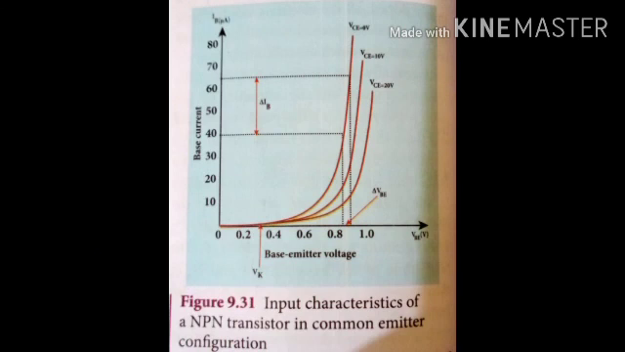From this we can understand that the curve looks like the forward characteristics of an ordinary PN junction diode. The knee voltage for silicon is 0.7 V, for germanium 0.3 V. Beyond this knee voltage, the base current increases with the increase in base emitter voltage. And from this graph we can understand that an increase in the collector emitter voltage decreases the base current, that means it shifts the curve outward, because the increase in collector emitter voltage increases the width of the depletion region in the diode.